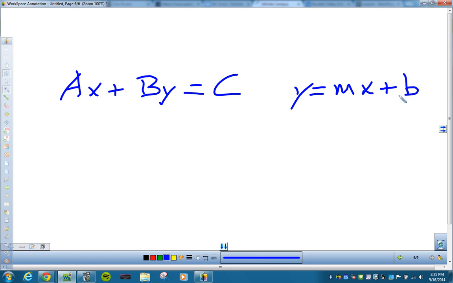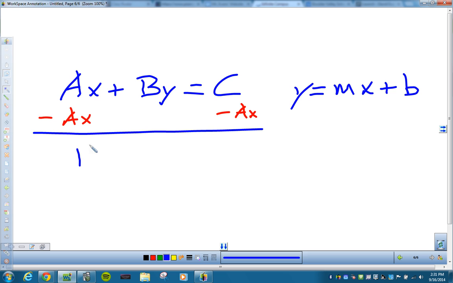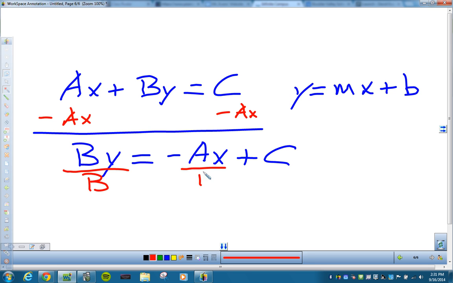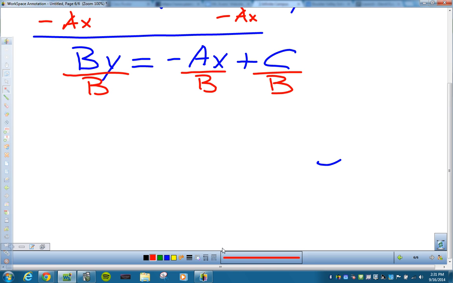So we're going to solve this equation for y by doing this. Subtract Ax from both sides, just to reinforce the little strategy I told you. What's the last step in solving for y? Divide by B, divide by B, all 3 parts. Don't forget that. So y equals negative A over B, x plus C over B.